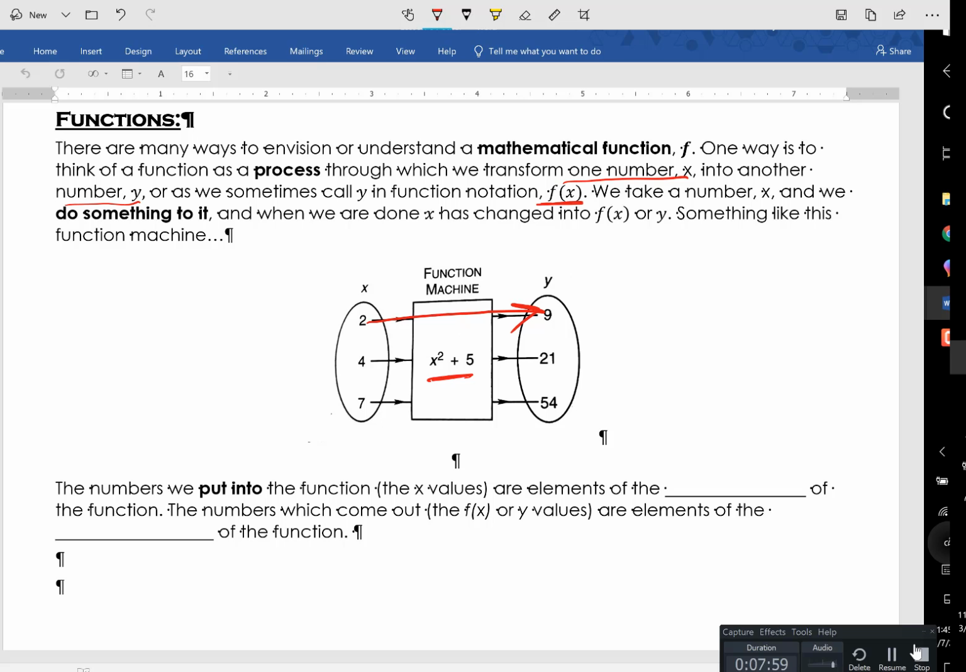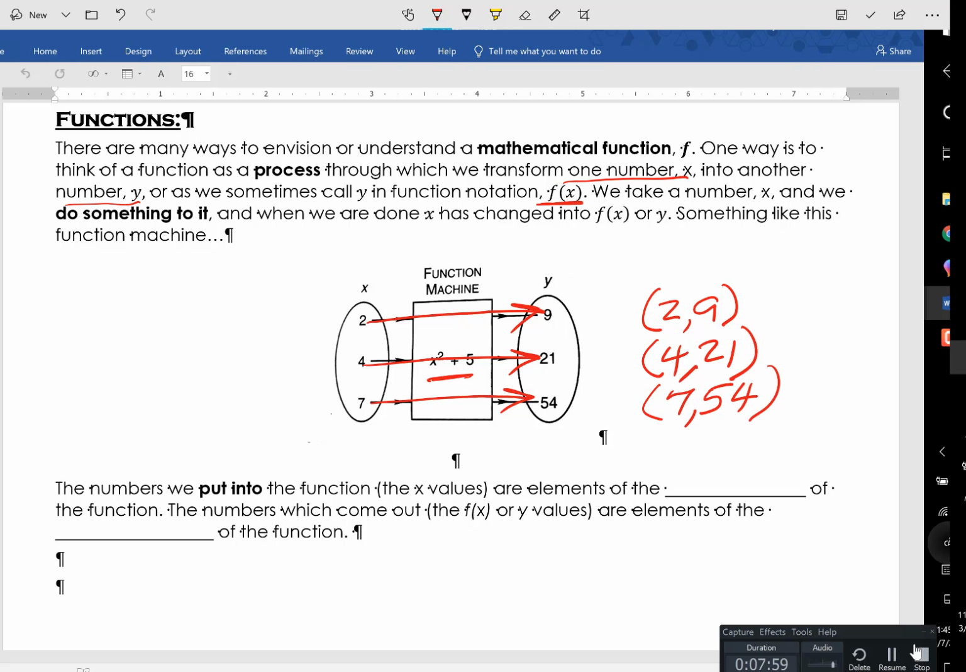If we put 4 into this function, square 4, you get 16. Add 5, you get 21. So 4 maps to the number 21 in this function. You could write these as coordinate pairs. 2 matches to 9, and 4 maps to 21. And then if you put 7 into this function, square 7, you get 49, plus 5 is 54. So 7 would map to 54, and you could write that coordinate pair.